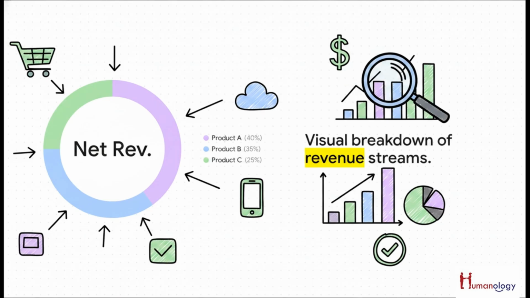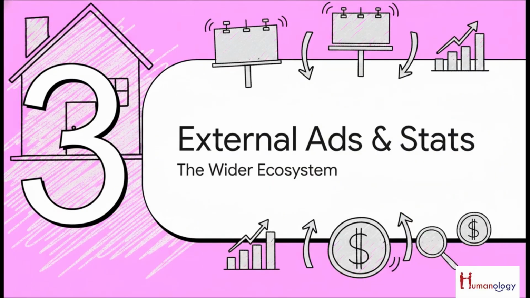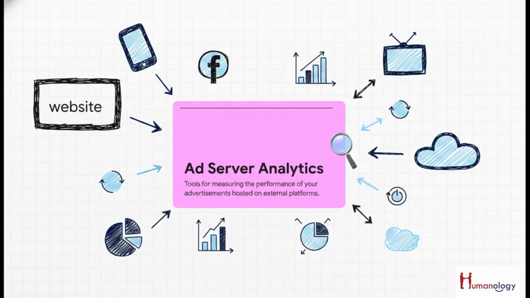Getting this kind of immediate visual breakdown is exactly what empowers you to make rapid, smart decisions about your digital property. Which brings us to Section 3, external ads and market stats, understanding the wider ecosystem. Okay, so once you step outside your own website, things can get pretty complex pretty fast.